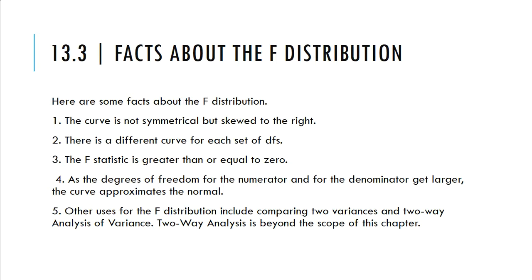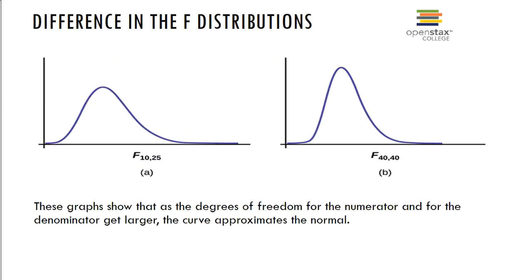And as the degrees of freedom for the numerator and for the denominator get larger, the curve approximates the normal distribution. Other uses for the F distribution include comparing two variances and two-way analysis of variance. Two-way analysis is beyond the scope of this chapter, and we won't even study it. But let me show you.